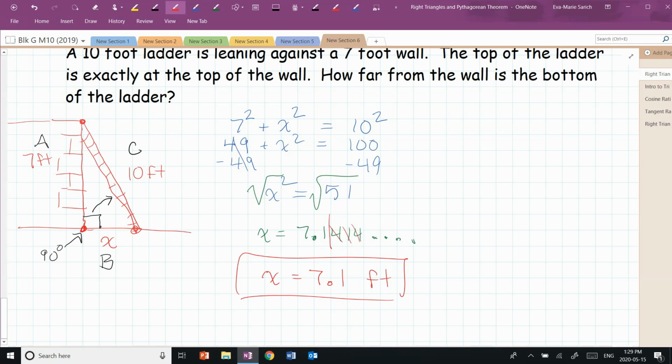Okay? So draw a picture so you're making sense. Find the right angle so that you know which of the measurements is going to be the hypotenuse and which is going to be the shorter sides.